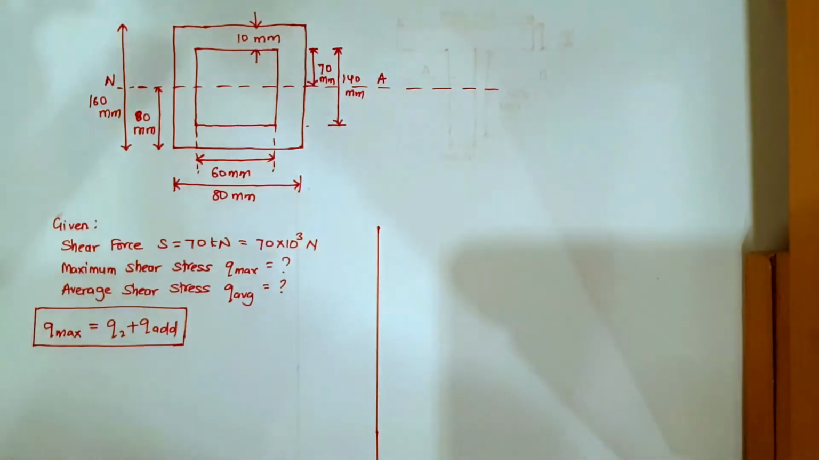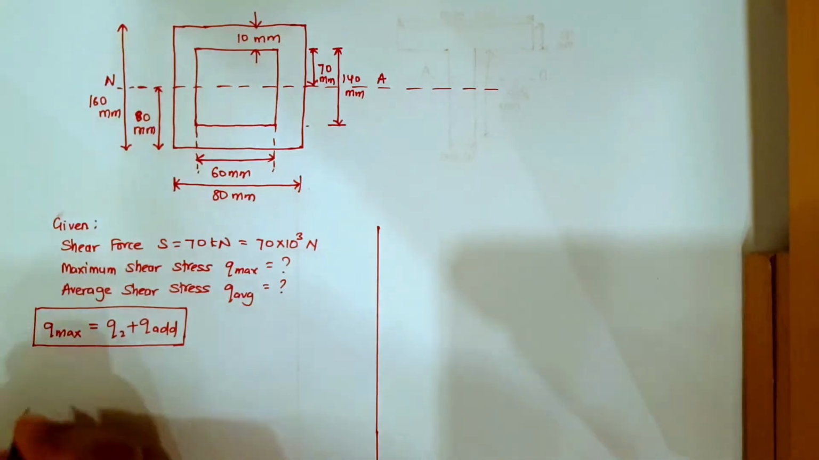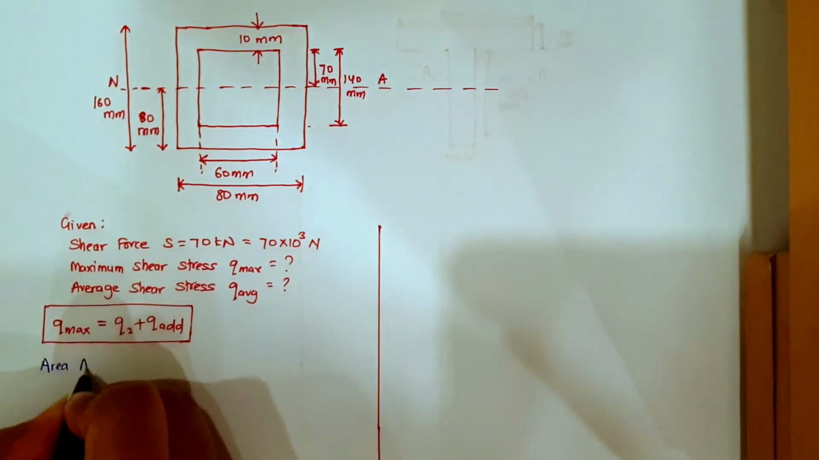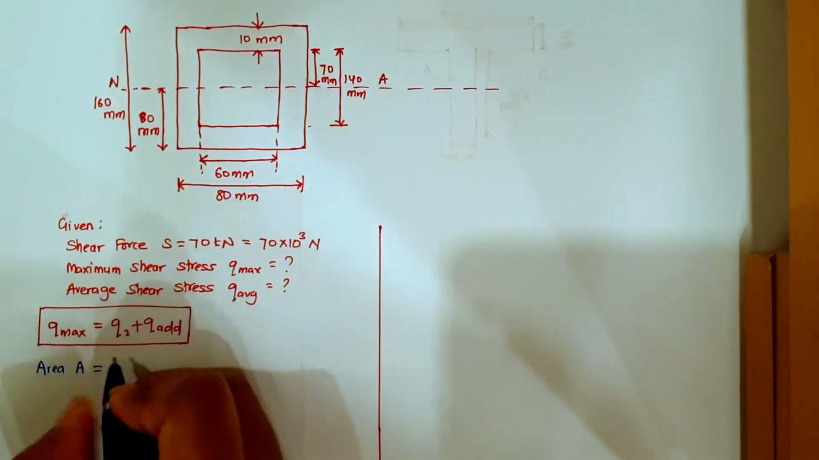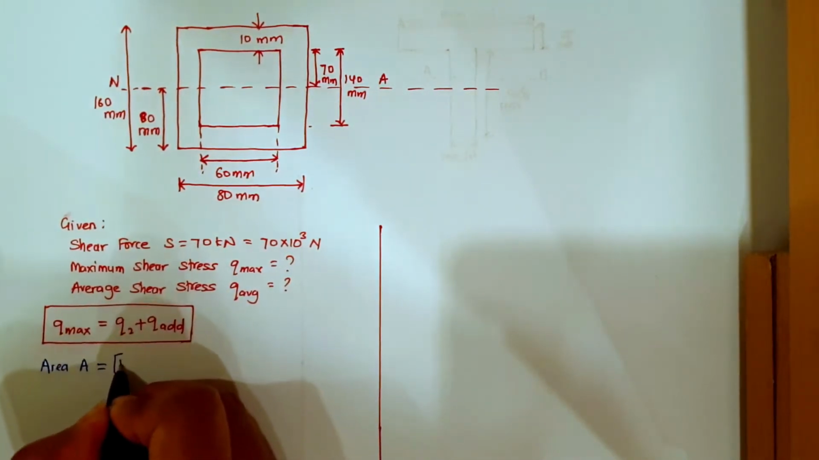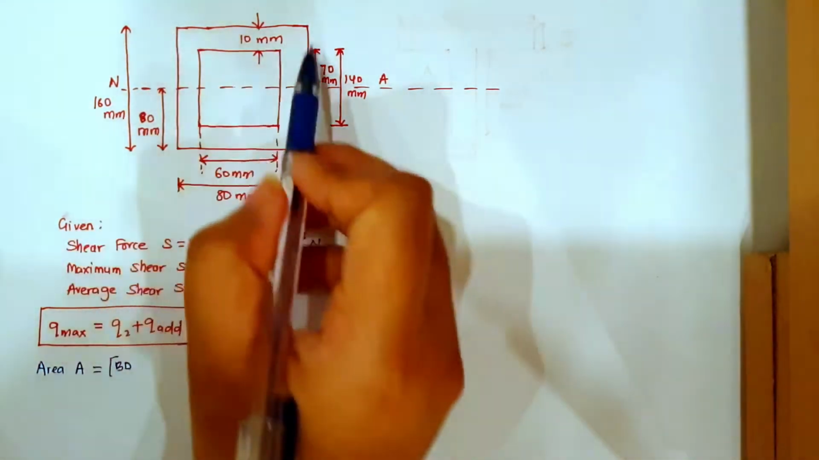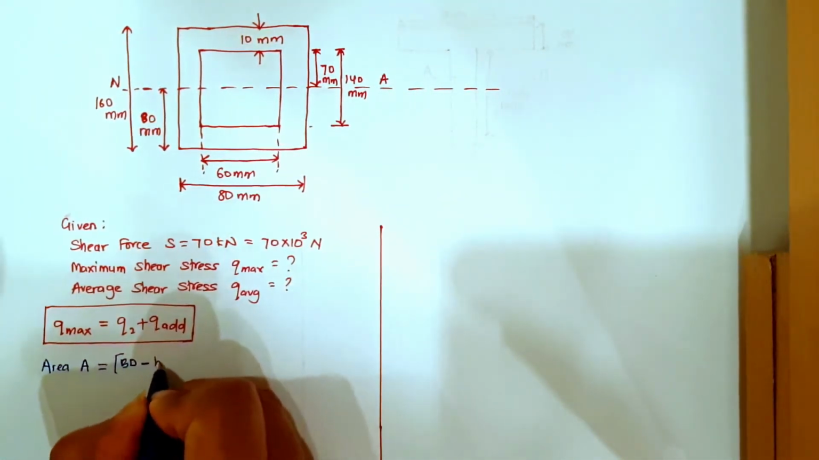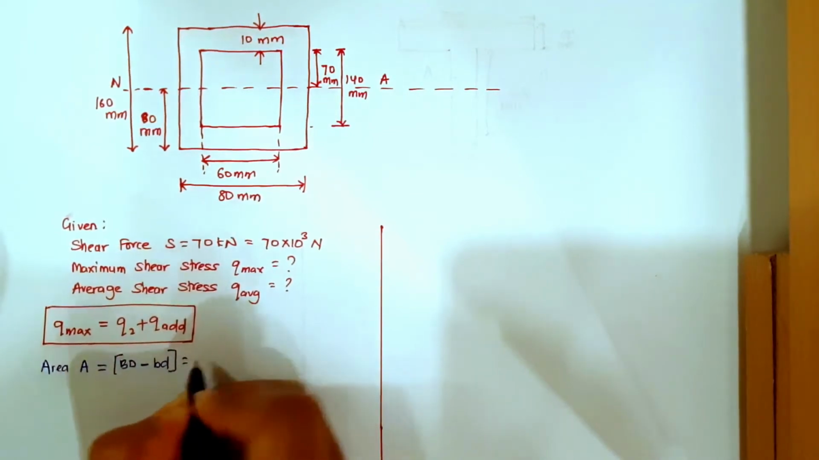Okay, so let us first find the area of this hollow rectangular section. Area A will be equal to, for this hollow rectangular section, BD of the outer rectangle minus BD of the smaller rectangle. So how much is this?